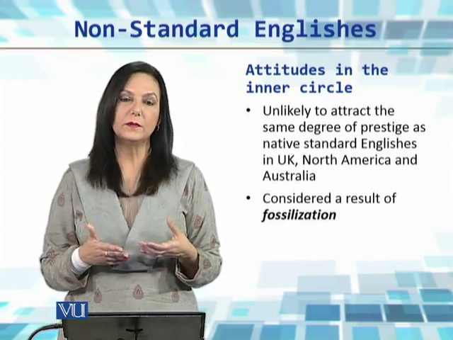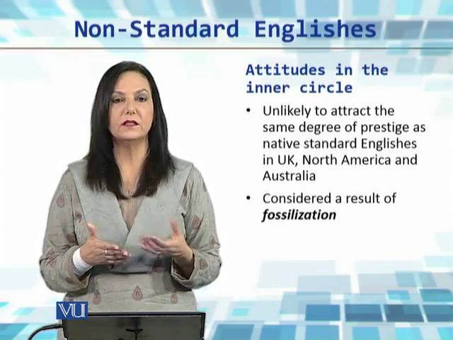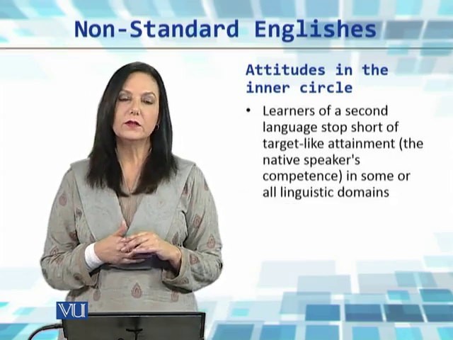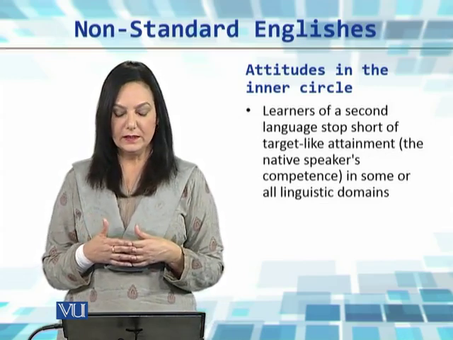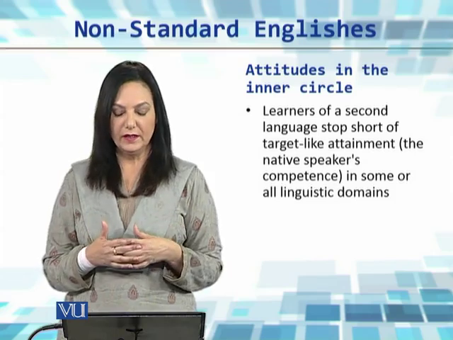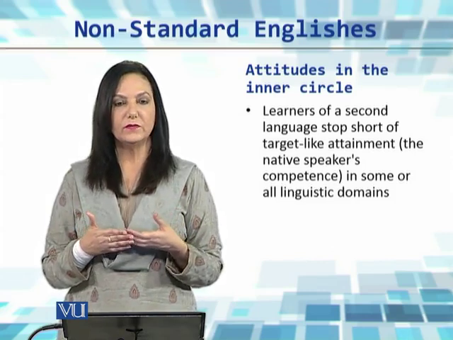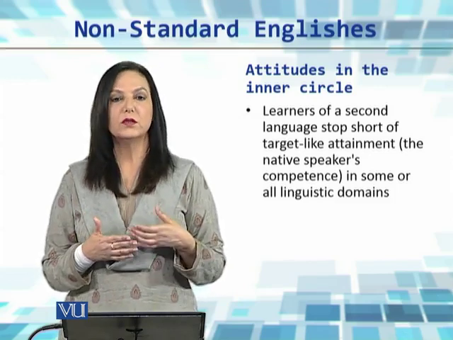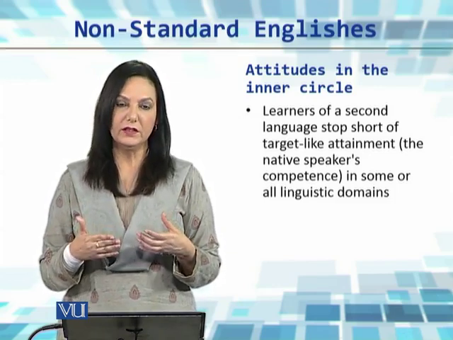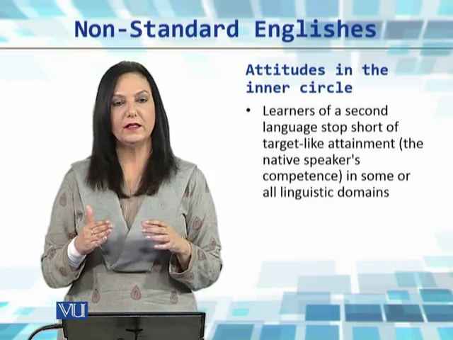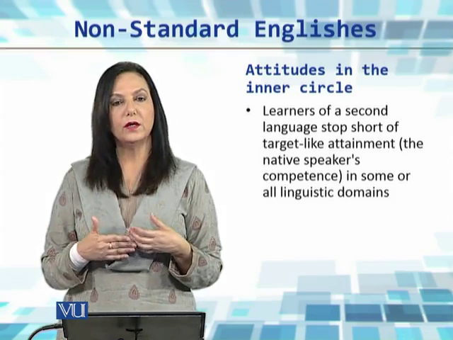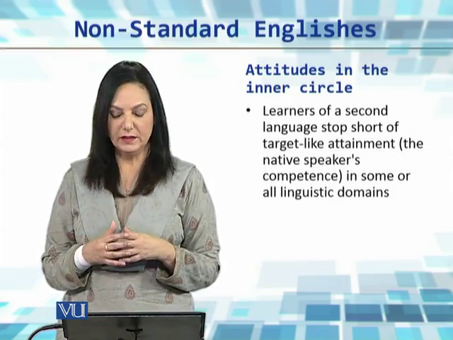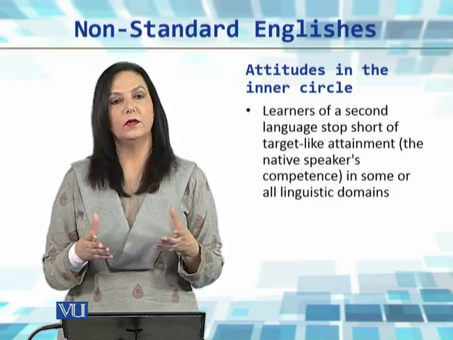So this is the case with some learners, but not all the varieties of English are fossilized, as believed by people in the inner circle countries. So the attitude of the people in the inner circle countries towards different varieties of English is that the learners of a second language, in this case English, have stopped short of target-like attainment, which is what fossilization is. So they believe that the users of these varieties of English, their English has come to a standstill and they will never be able to attain target-like or native speaker-like proficiency or competence. And therefore, these varieties will be considered deficient in some or all domains of language.